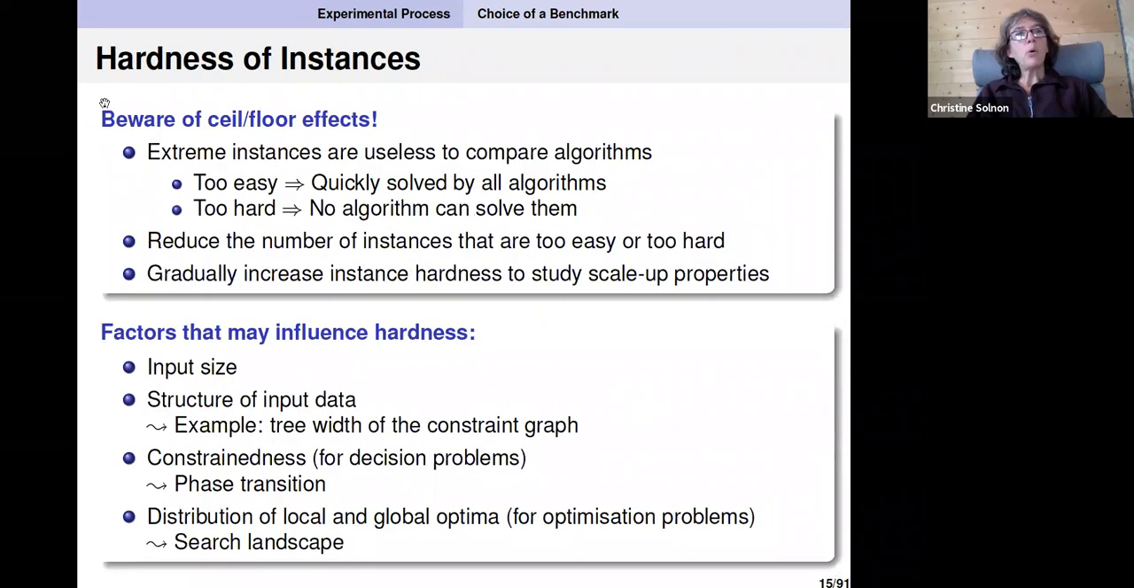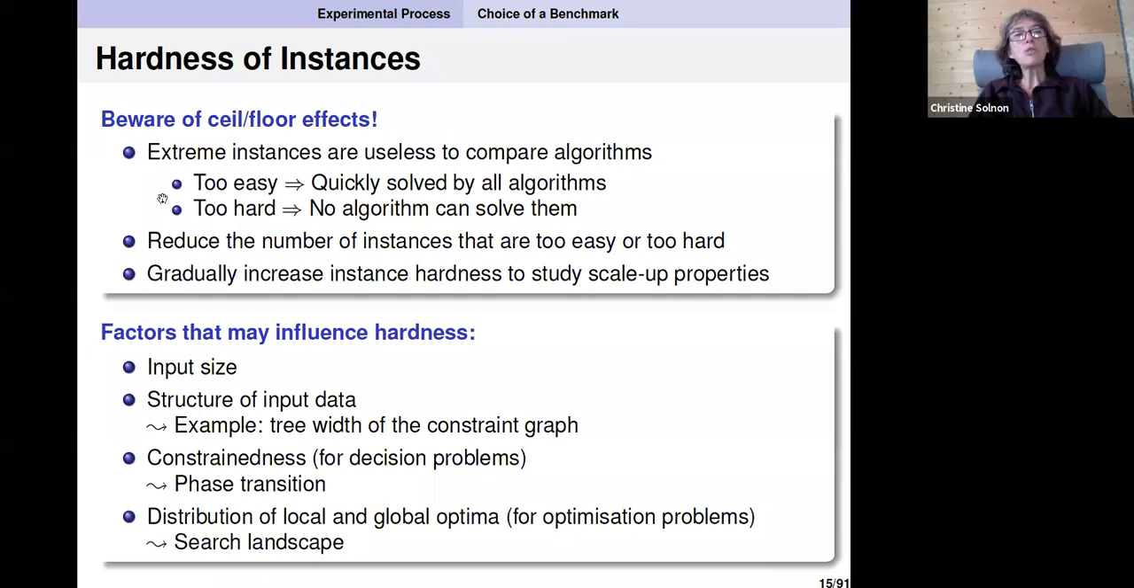Now, an important point is to choose the hardness of the instances. If we have only extreme instances, that is very easy instances or very hard instances, in this case, we won't have very interesting results, because the very easy instances are very quickly solved by all algorithms. And very hard instances, well, usually nobody is able to solve them.